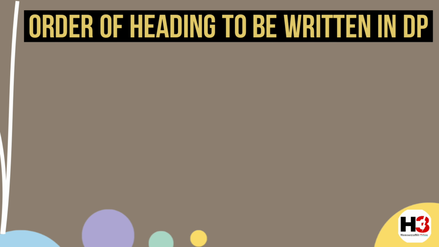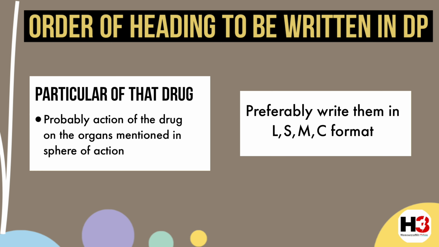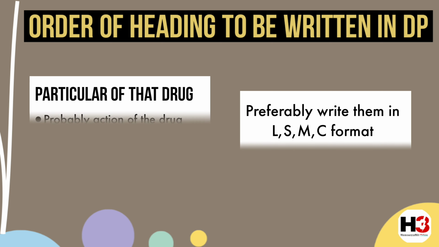And at last, you should include the particulars of that drug. At least 3 to 4 spheres of action of that drug, along with the action of that drug, should be explained, preferably in an LSMC format, that is the location, sensation, modalities and concomitants format.